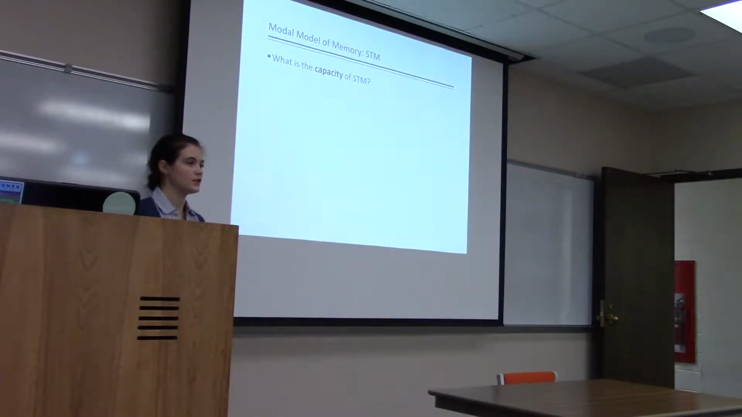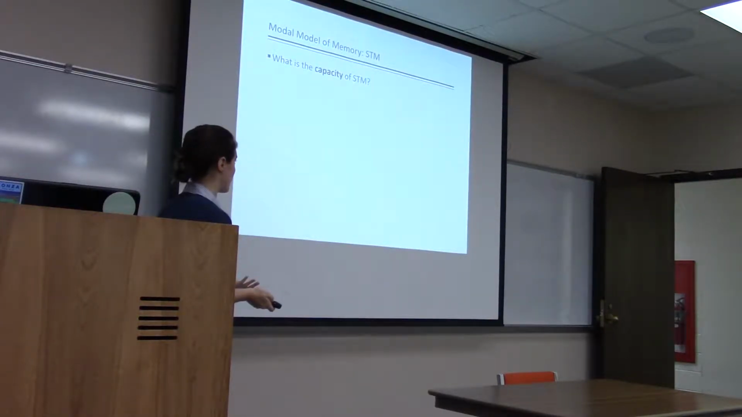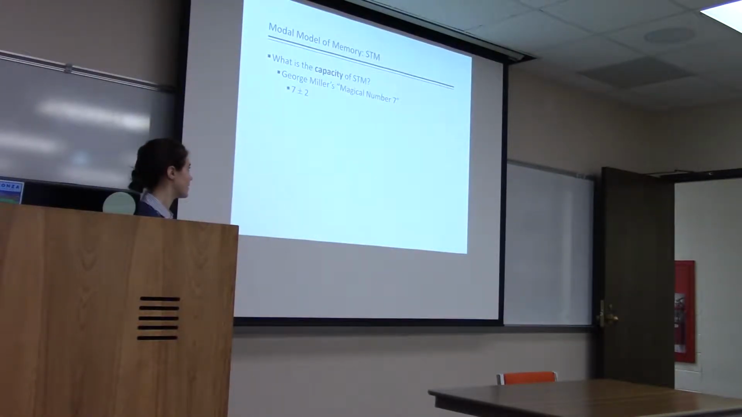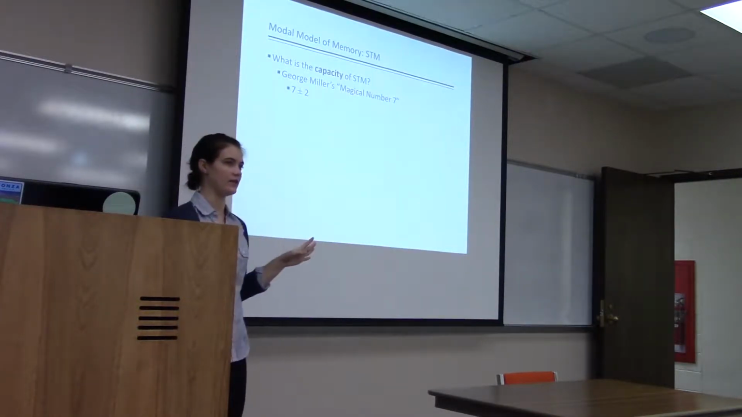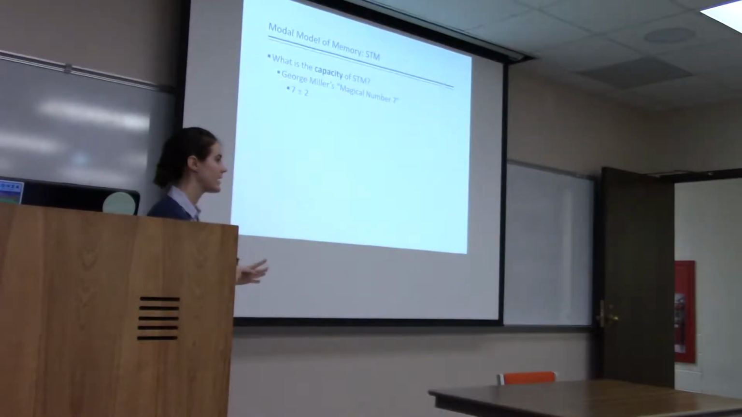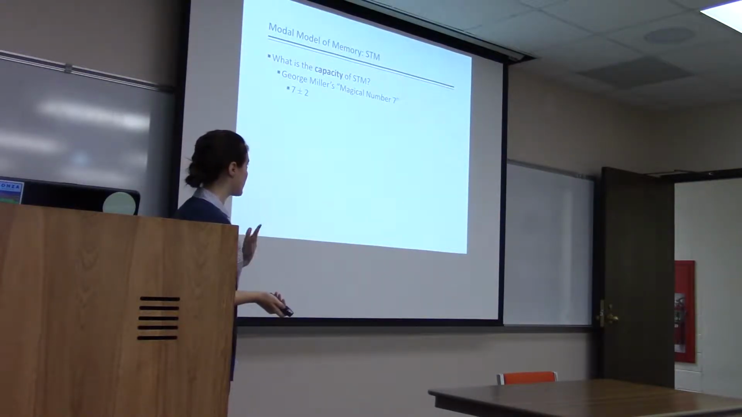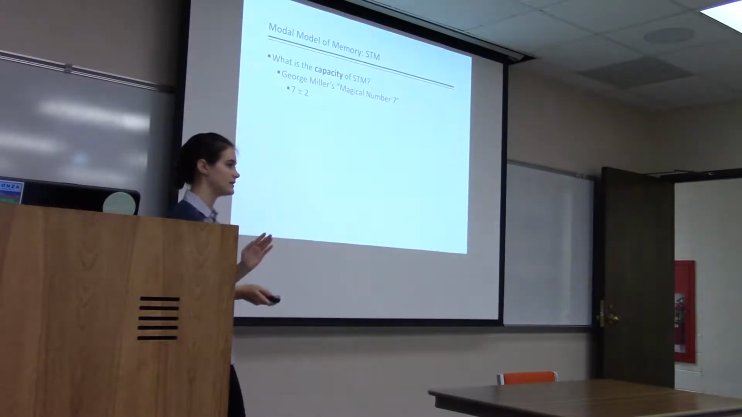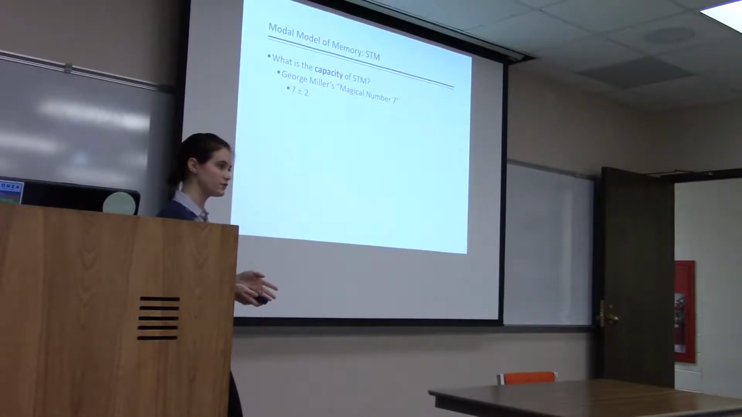Alright, so in addition to the duration of short-term memory, there's also the capacity component of short-term memory. The capacity of short-term memory is 7 plus or minus 2, based on George Miller's magical number 7. A while back, this guy wrote this really long paper about how everything revolves around the number 7. And we find that when we measure the capacity of short-term memory, most people fall within the 7 plus or minus 2 range.